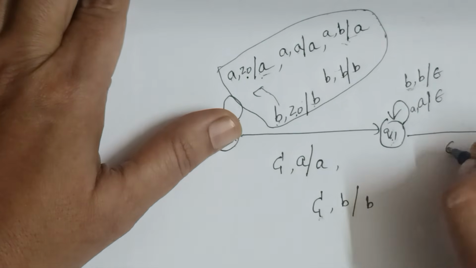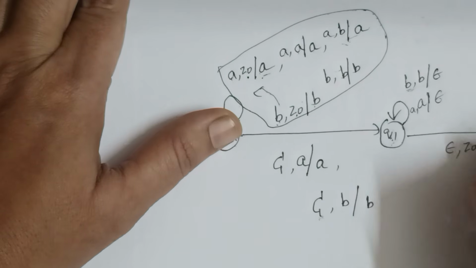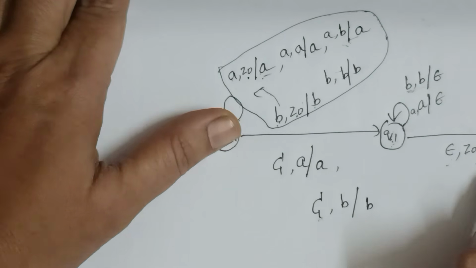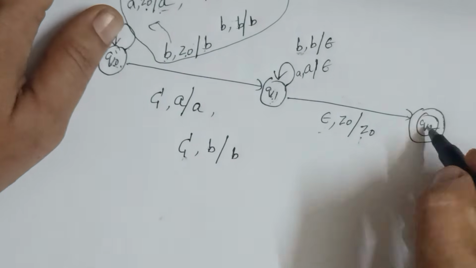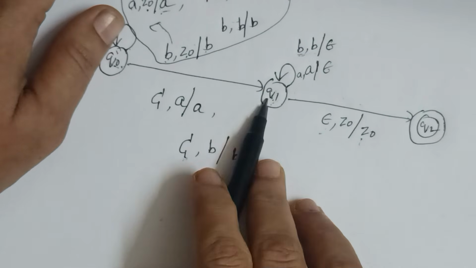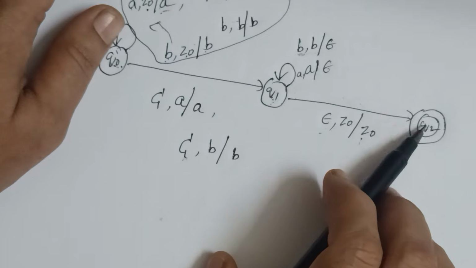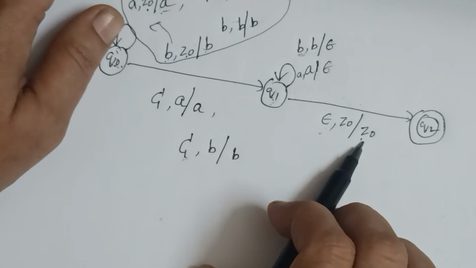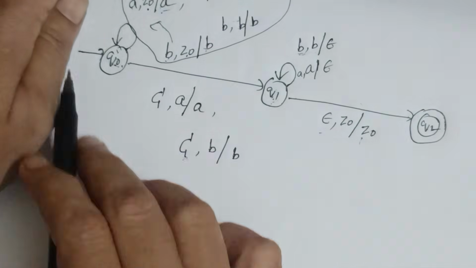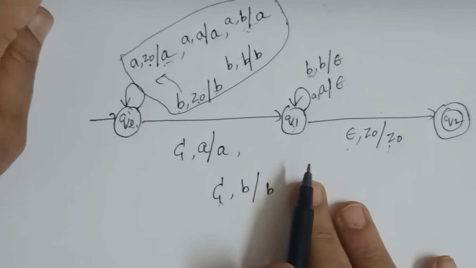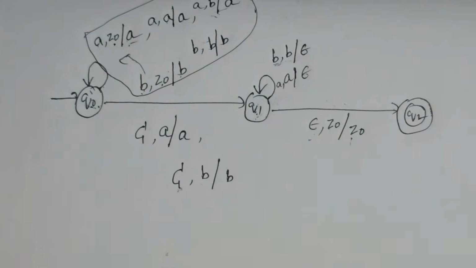Okay. Finally, Q1, epsilon is the top of the stack and Z0 is at the bottom. Then it should reach the final state. So Q1, Z0 is the top of the stack. If I push epsilon, it reaches the state Q2. So the top of the stack will be Z0, meaning all the elements are popped out. Okay. So this is the pushdown automata for the language W C W power R.